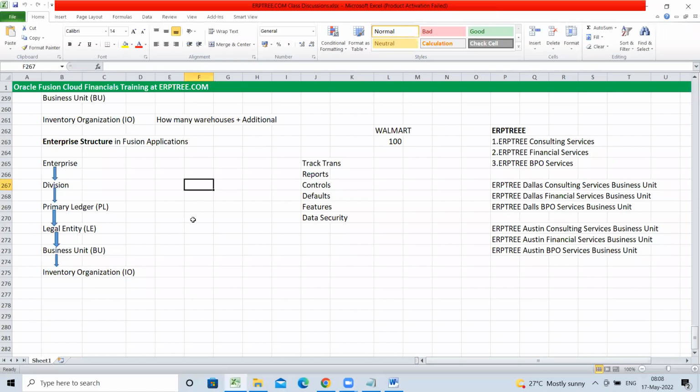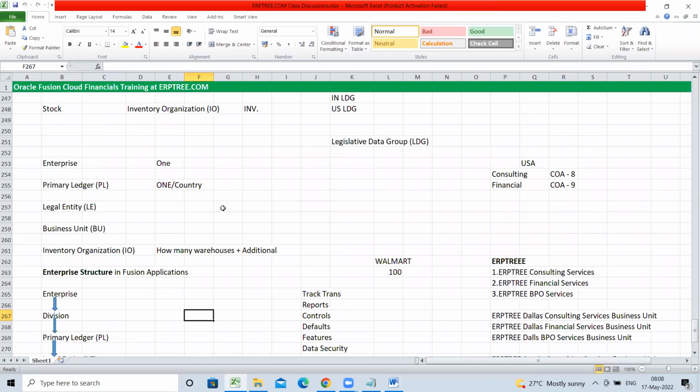The last session we discussed the meaning of enterprise, primary ledger, legal entity, business unit, inventory organization. And when we do the implementation, how many do we have to create? That point also we discussed. At the time of implementation, how many enterprises can we create?